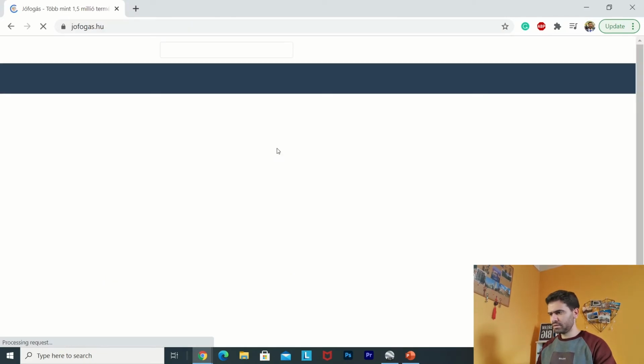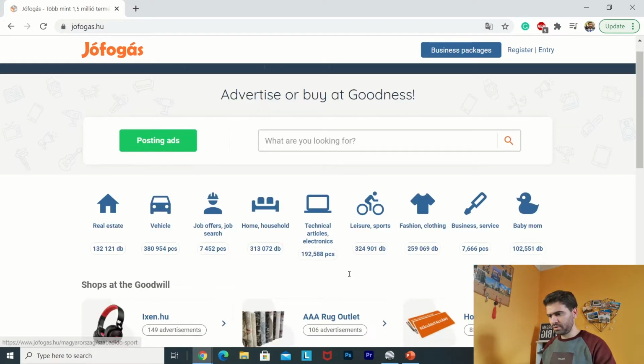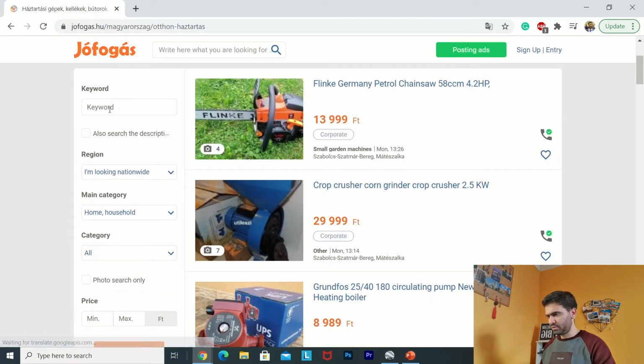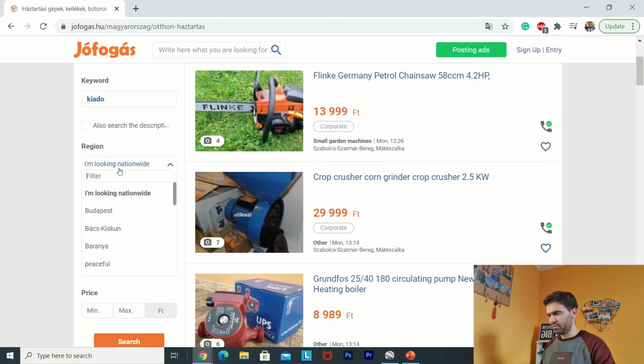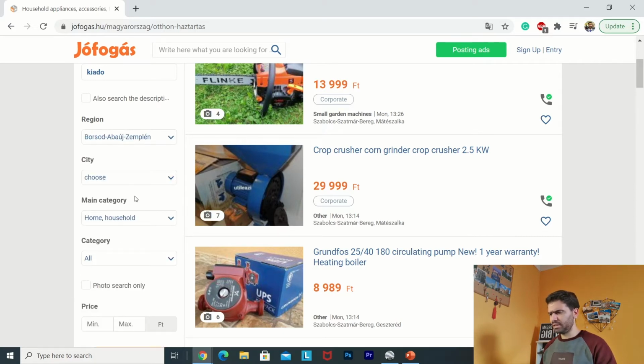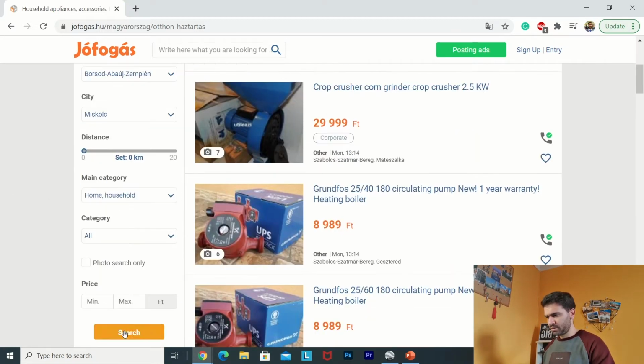It's a little bit complicated, but I will put the link for you so you will go directly to the page where you can find the places to rent. So you go here and then you write the word which means rent, okay, and the region. Of course you can rent anywhere, but the region we are in is called Borsod-Abaúj-Zemplén, as written, and the city is Miskolc, and that's it. Now let's do the search.